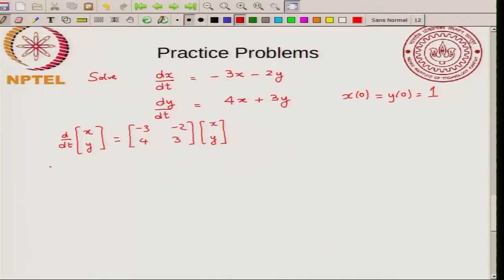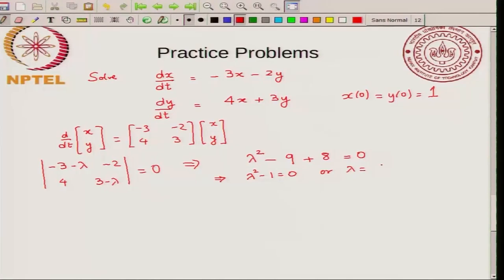So to solve for eigenvalues, we use minus 3 minus lambda, minus 2, 4, 3 minus lambda. This determinant should be equal to 0, and that implies minus 3 into 3 is minus 9, and then I have minus 3 into minus lambda, so that is 3 lambda, and I have 3 into minus lambda, so that is again minus 3 lambda, so that will cancel, and then I will have lambda square. So, lambda square minus 9 is what I get from this, and then I will get plus 8 equal to 0. So, this implies lambda square minus 1 equal to 0, or lambda equal to plus or minus 1. So, our two eigenvalues are plus 1 and minus 1.